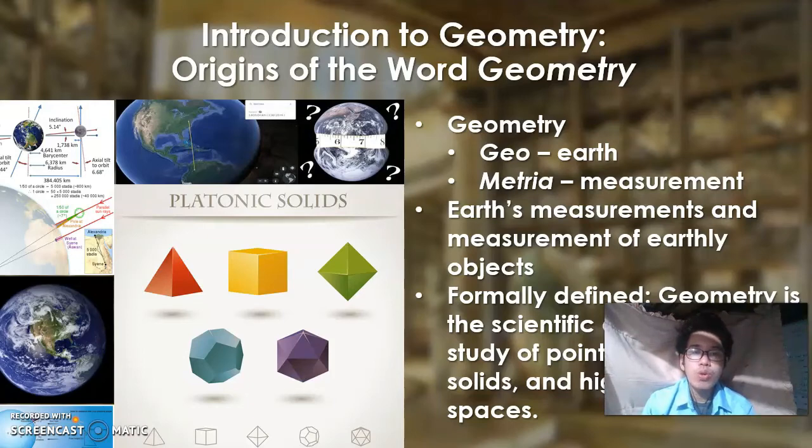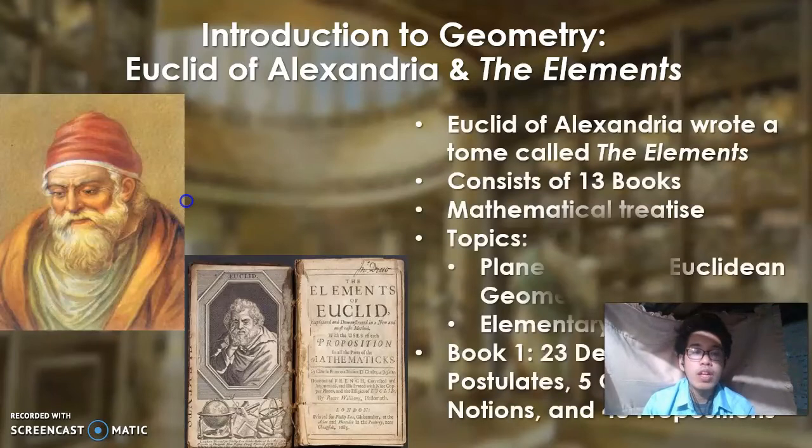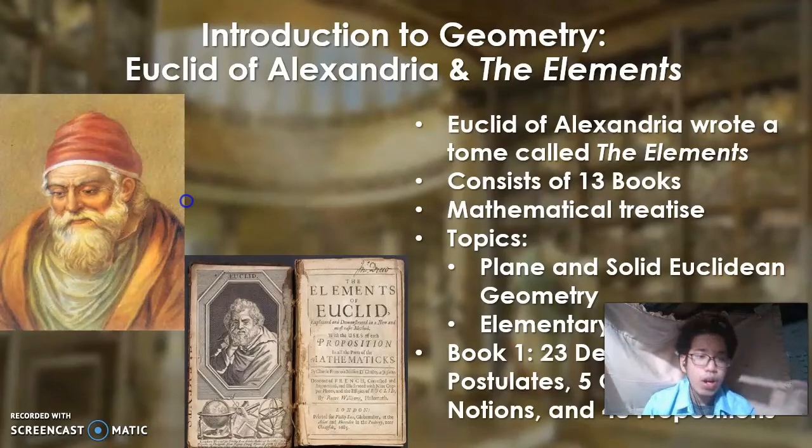Moving forward, we have here the measurements of the earth again, and then we have Euclid. Euclid of Alexandria was the biggest figure in the discovery of geometry. He wrote a tome, a very big piece of literature, that contains 13 books entitled The Elements. The books contain theorems, postulates, definitions, and common notions.